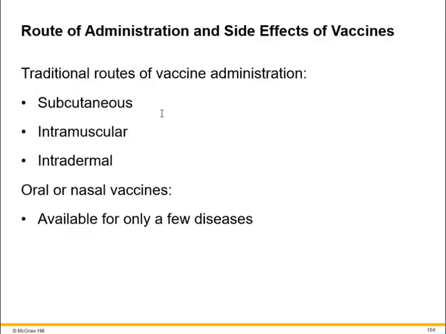So how do we administer them? Subcutaneously, intramuscularly, intradermal. There's also oral or nasal vaccines that are available. So these are the traditional ways, and probably the most common is the intramuscular, intradermal. So they give you a shot in the arm.